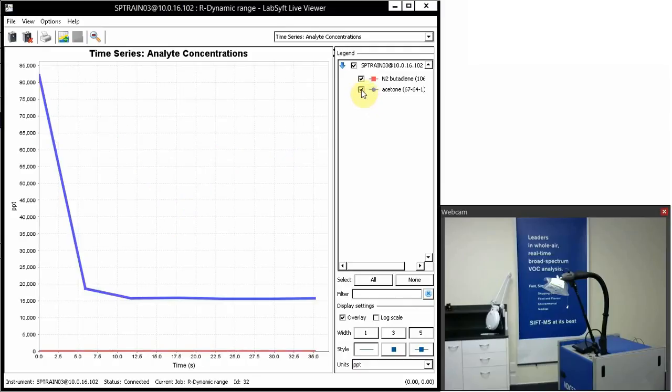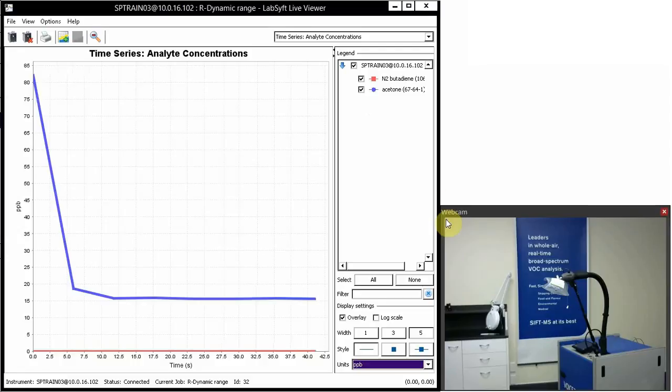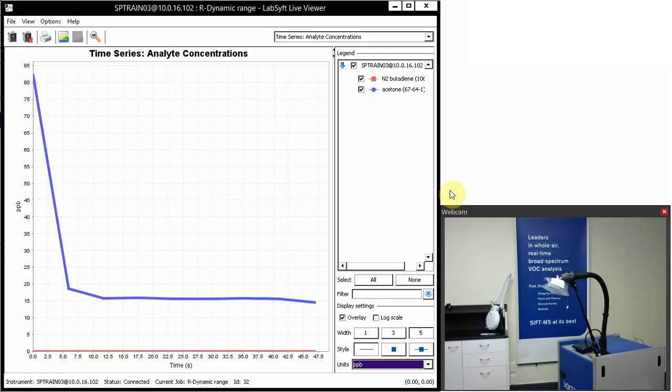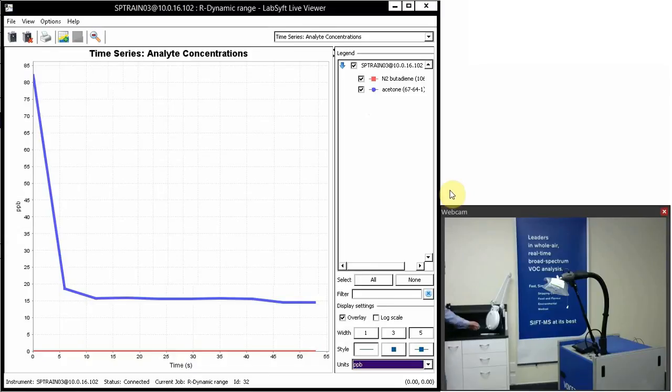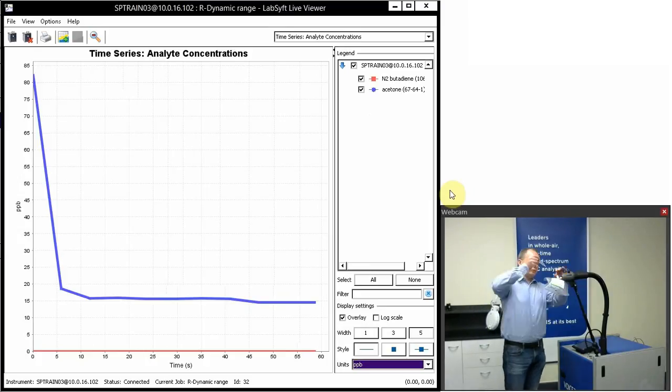Now I'm just adding acetone to the display also. Now acetone is also obviously being analysed by this method, and we can see the concentration of acetone in this sample is approximately 15 ppb. Okay, so about 500 times higher than the concentration of 1,3-butadiene.